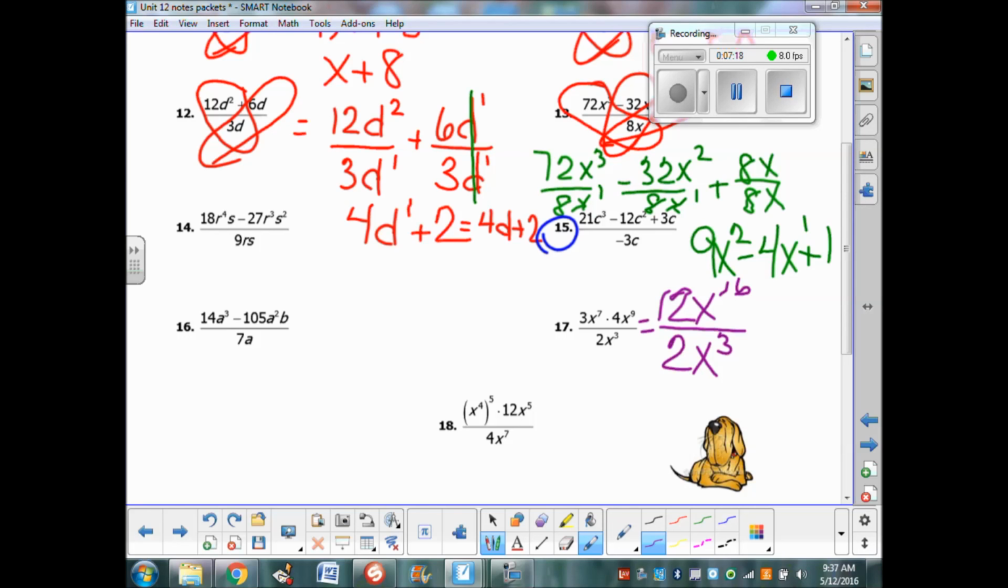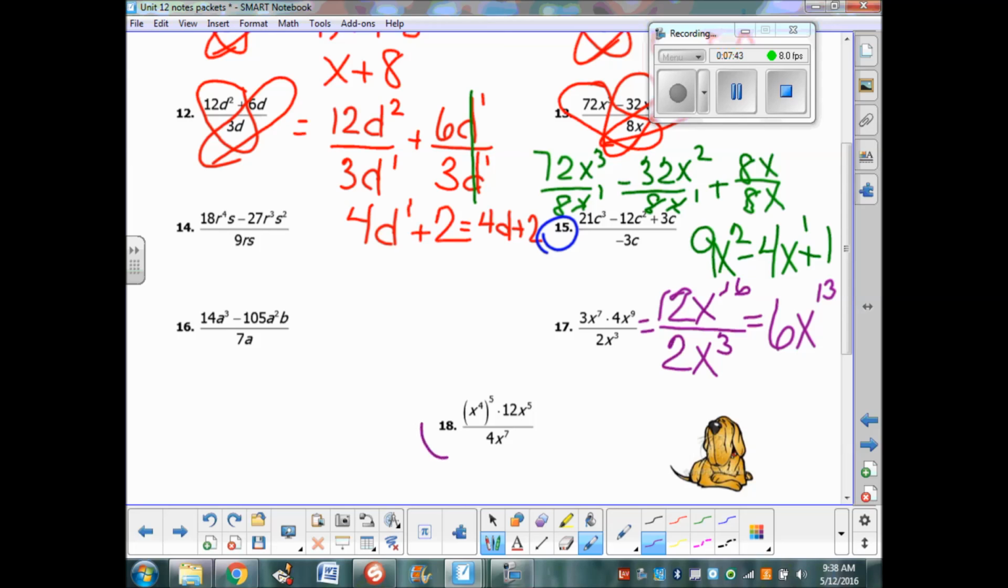Now I just have a division problem. So now I say to myself, okay, what is 12 divided by 2? It's 6. And again, change gears again, because we're dividing. Now we have to subtract exponents. So x to the 16th divided by x to the 3rd, we end up with x to the 13th as our final answer.